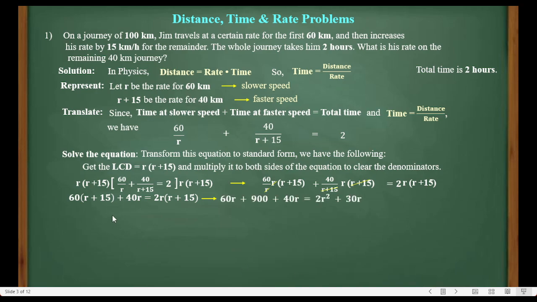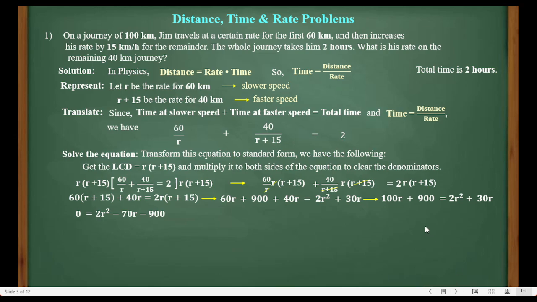So on the left side, we distribute 60 to each term inside the parentheses. Same thing with 2r, which is also to be distributed to each term inside the parentheses. And the resulting equation will be like this. And then, if there are similar terms on one side, we need to combine them, and that is 60r plus 40r. So the left side becomes 100r plus 900 equals 2r squared plus 30.